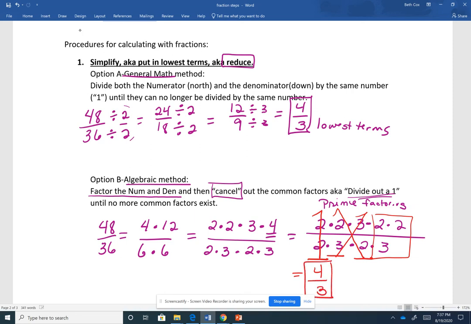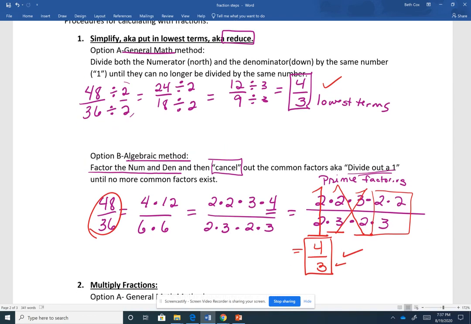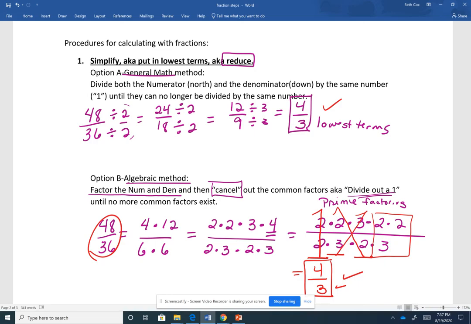So I get the same answer I got before, but one of them is the lowest terms through a general math method, and one of them is through an algebraic method. Now, if you have a calculator, you can type 48 over 36 in a calculator and hit enter, and it should give you 4/3. That's the shortcut. Okay, so now we're going to come back in the next video and multiply fractions.